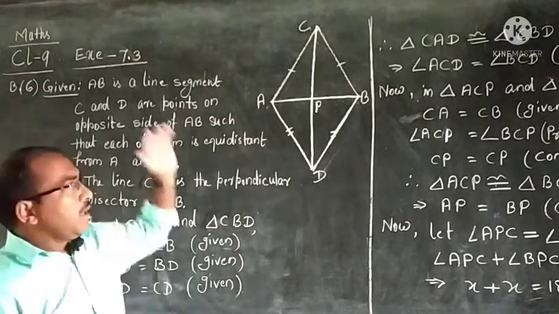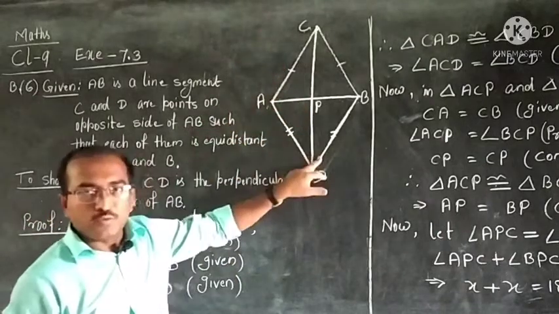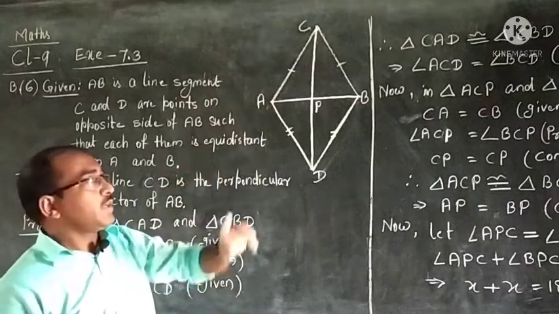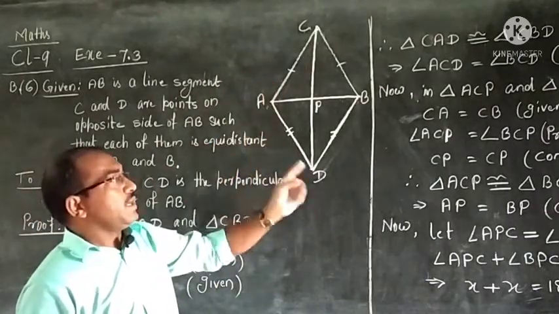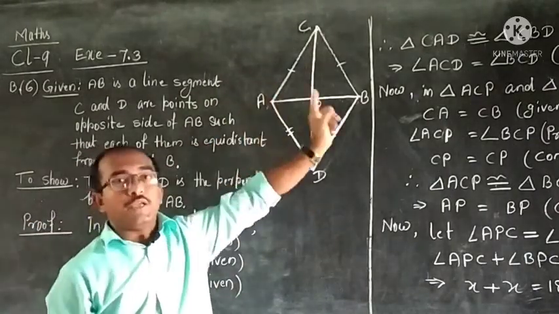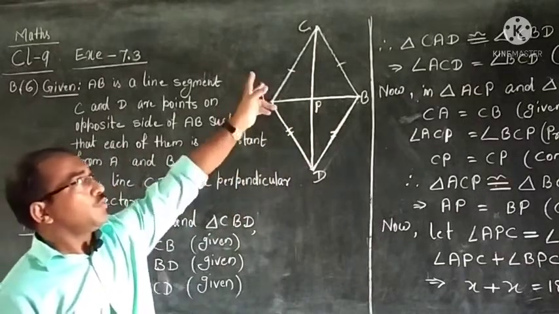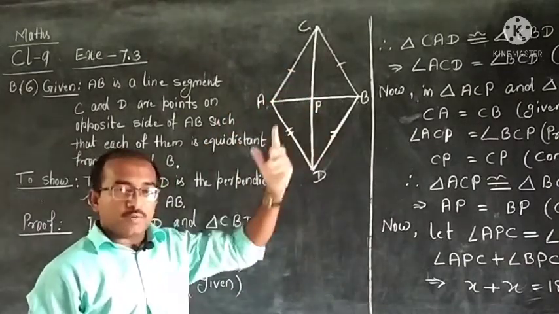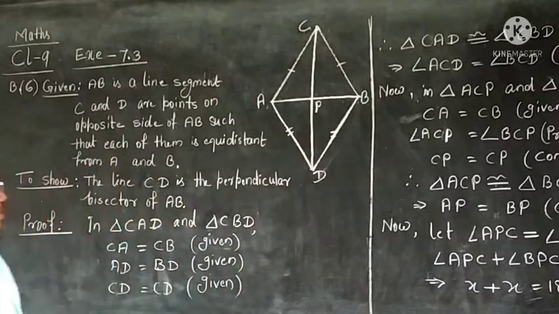Once more, AB is a line, C and D are the 2 points on the opposite sides of AB, but the condition is what? That points C and D are equidistant from points A and B. So, AC and BC are equal and AD and DB are equal. So, let us start.